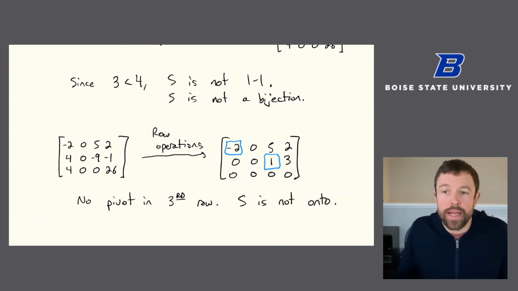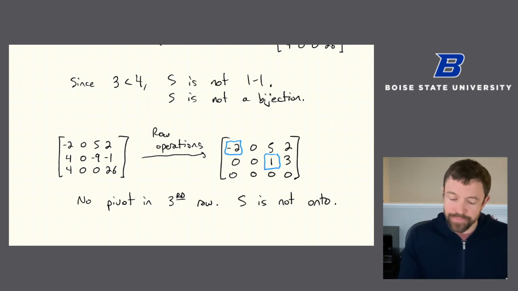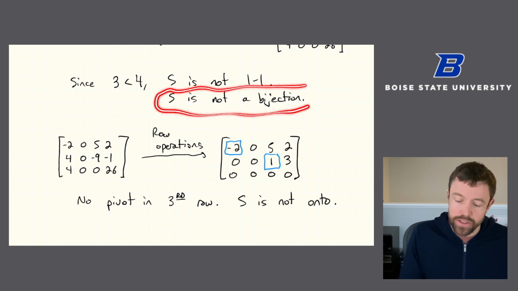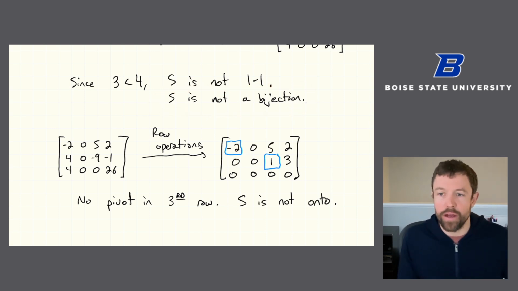So S doesn't have any of these properties. It's not one-to-one or onto, and so it's definitely not a bijection. And also, if we wanted to check that S is not one-to-one, we can see we only have a pivot in 2 of the columns. We don't have a pivot in every column, and it's not a bijection because you would need a pivot in every row and every column.